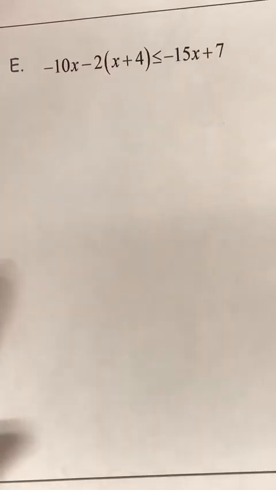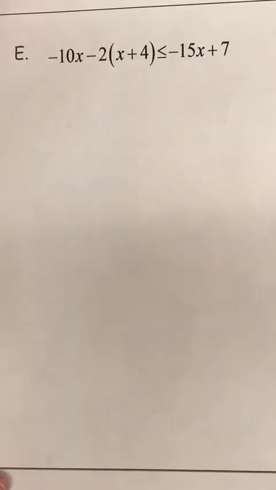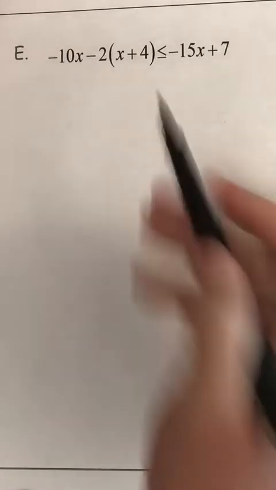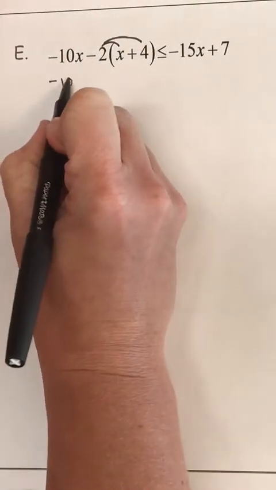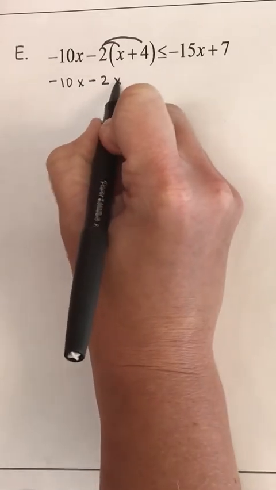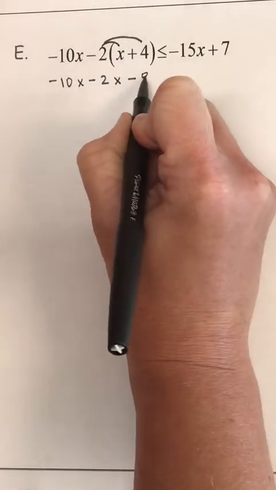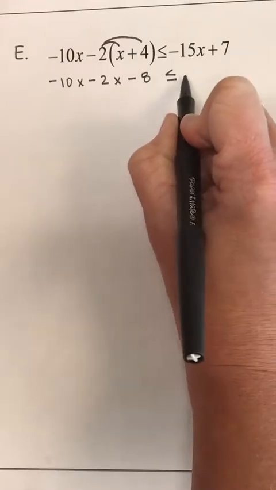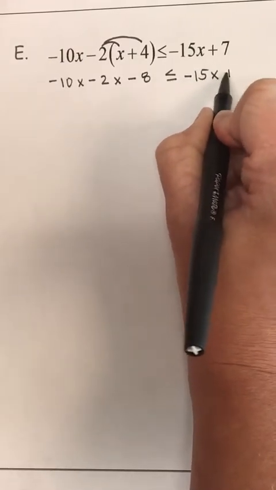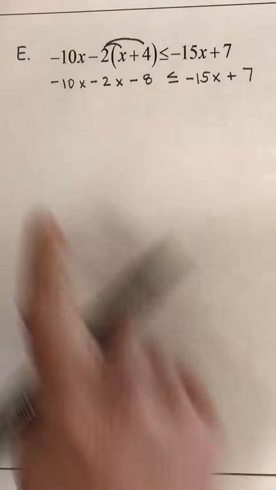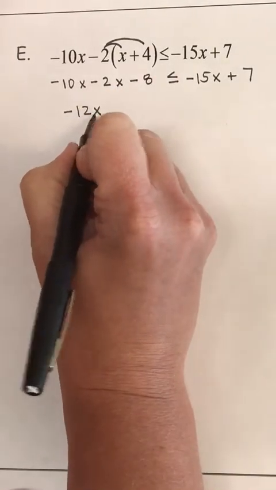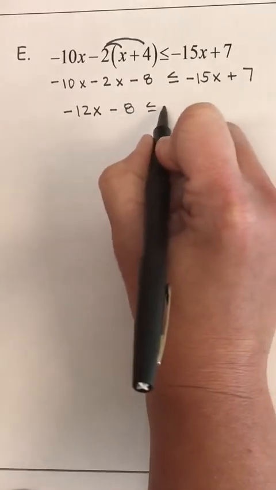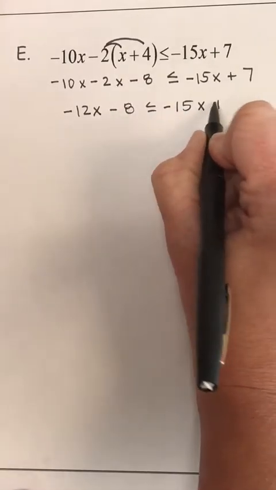Here's the last question. See if you can solve it on your own, and then check the video to make sure that you got the question correct. All right, distribute your 2 first. So negative 10x minus 2x. Negative 2 times 4 is minus 8. Set that less than or equal to negative 15x and plus 7. I have negative 10x minus 2 more, so that would be a total of negative 12x. The rest of it stays the same.